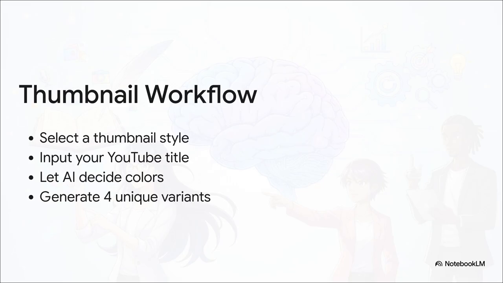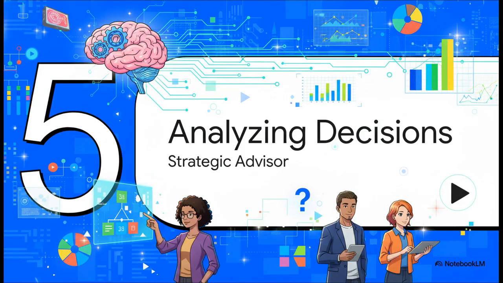By taking your NotebookLM concept back into Digital Maker AI, you can generate your video thumbnails in literally seconds. You just select a style, input your title, let the AI suggest the optimal colors, and boom, it generates up to 4 unique, high-quality YouTube thumbnail variants for you to choose from. Done and done. So, we've built an incredible content engine.